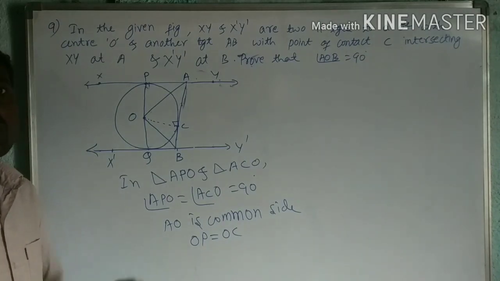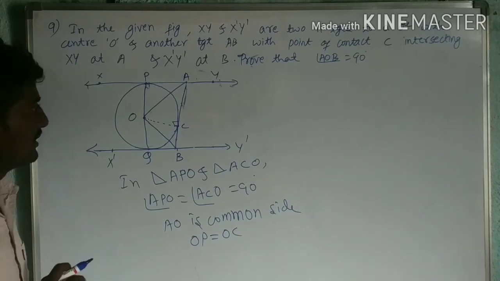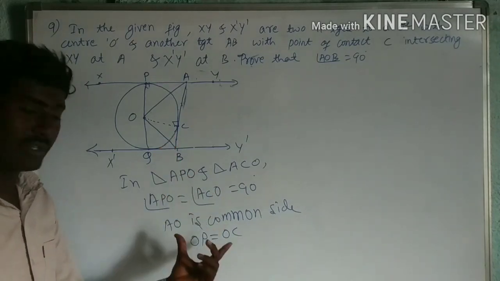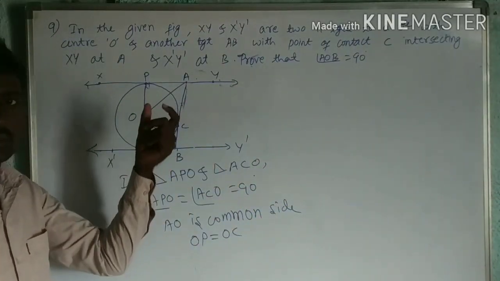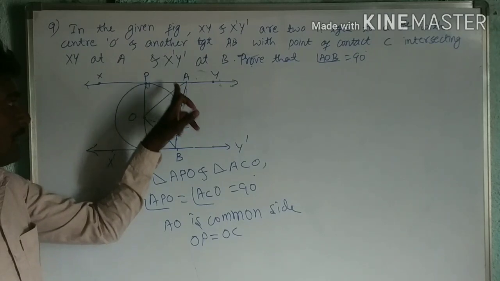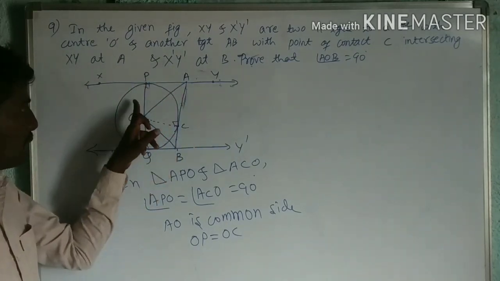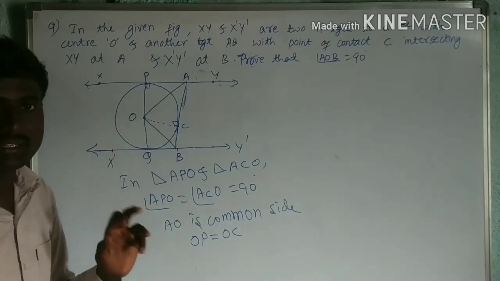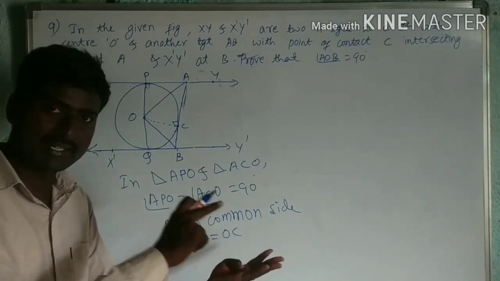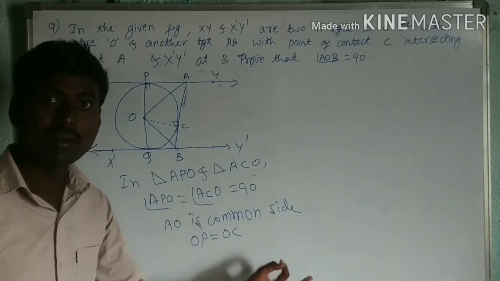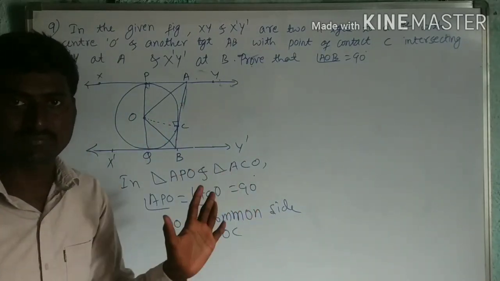Otherwise, you can solve in this way also. You cannot use S in that second theorem, but here I can use it, because we know that AP is equal to AC. One, AO is common side. Two, OC is equal to OP, they are radii. So I can use SSS congruency also here. Here I can use RHS as well as SSS, but in the theorem you can use only RHS. You cannot use SSS.